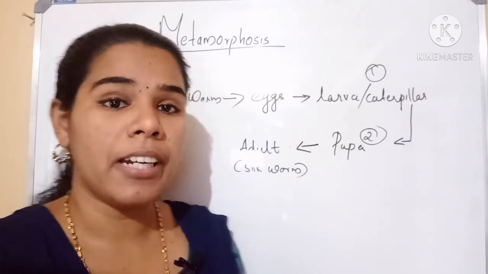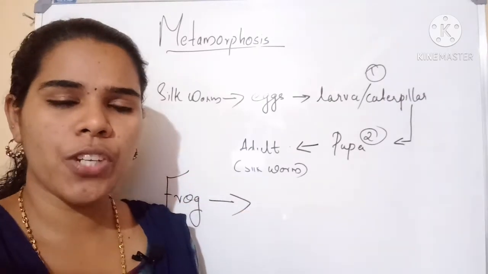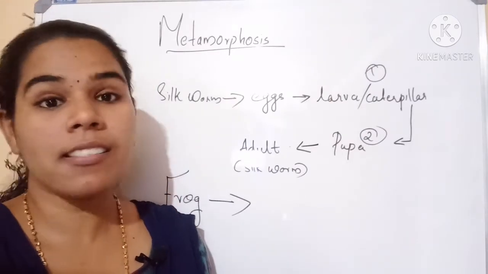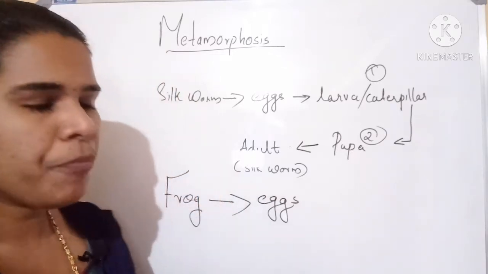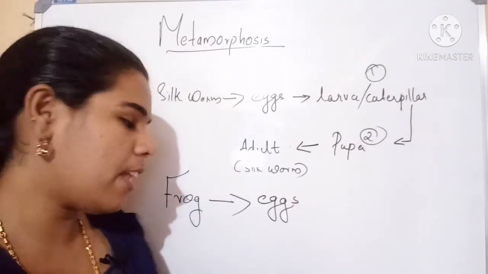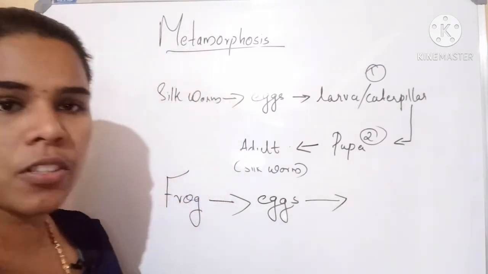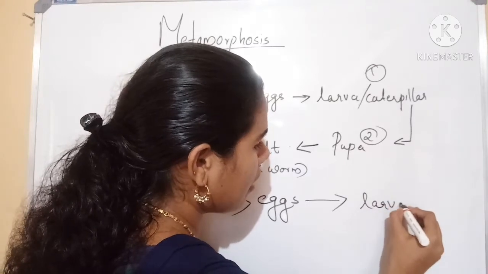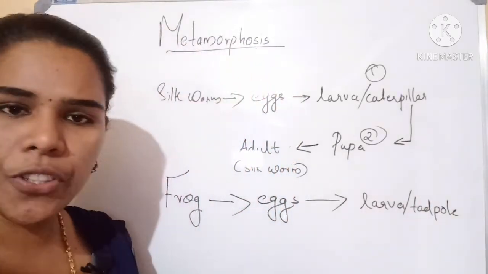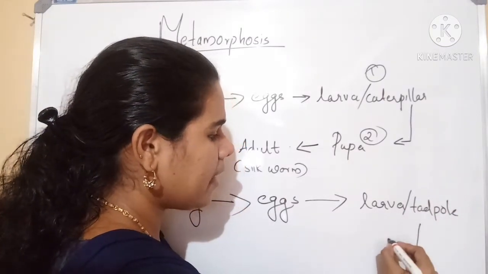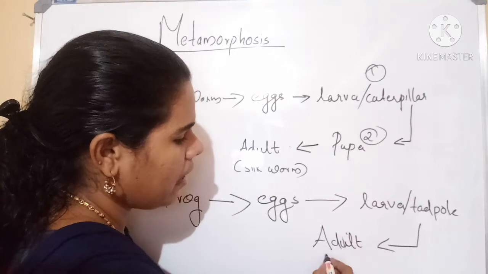Now let's learn about the frog. We know the frog's fertilization is of which type? In the case of frog, external fertilization occurs. The frogs lay eggs, and the male discharges sperm over the eggs, and they fuse and fertilization occurs. The eggs change into a larva. This larval stage is called the tadpole stage. And this tadpole then develops into an adult frog.